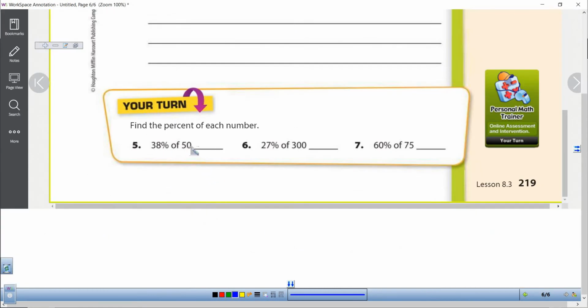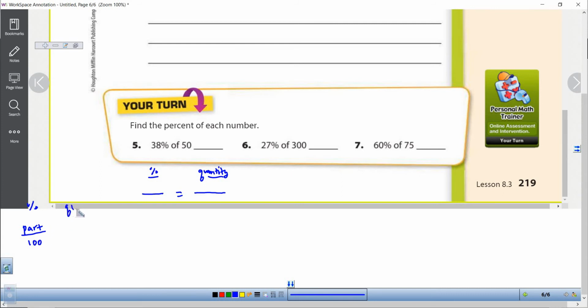So 38% of 50. You're going to see me doing the same thing every time. I'm going to go percent, and I'm going to go quantity. Then I'm going to put an equal sign and make a ratio. Just remember, percent is going to be part over 100.